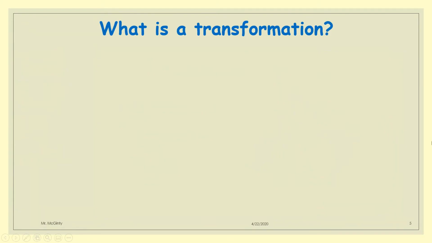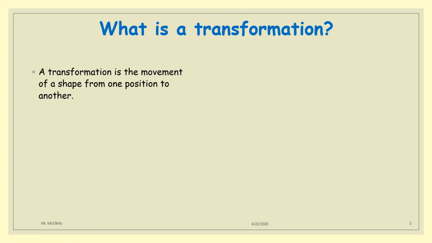Right guys, so we're going to start transformation geometry. A brief run through of what transformation geometry is. A transformation is the movement of a shape from one position to another. So you're basically just moving a shape or an object from one position to another position. It'll stay the exact same size.